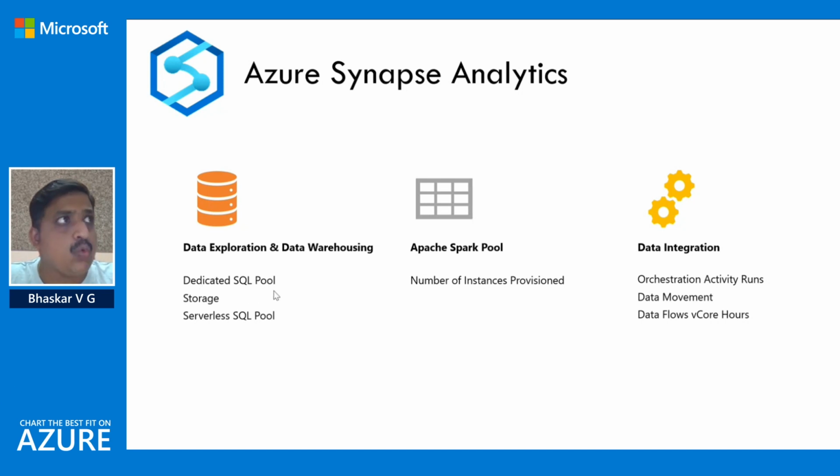We have a dedicated SQL pool, which is nothing but the data warehousing workloads that leverage a scale out architecture to distribute the processing of your data across multiple nodes. Here, compute is decoupled from storage, which allows you to scale compute independently of the data or storage. Here, you are charged for the number of DWUs that you have provisioned and the number of hours they are running. DWU is nothing but data warehouse unit, which is a combination of compute, memory, and data IO required to process your data.